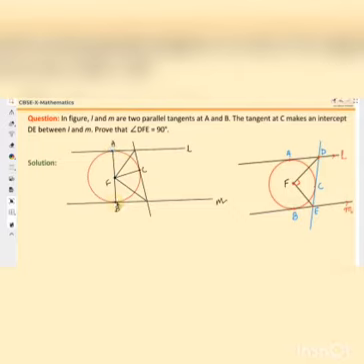Okay. So what is given, guys? L is parallel to M, right? So now what to do?